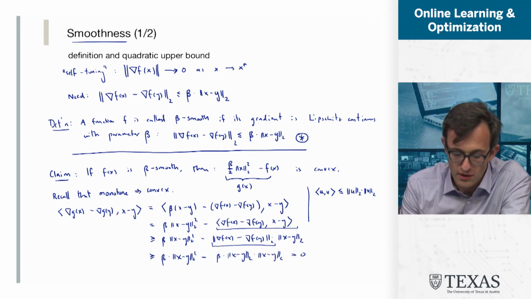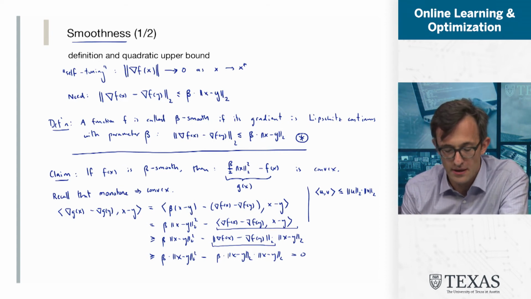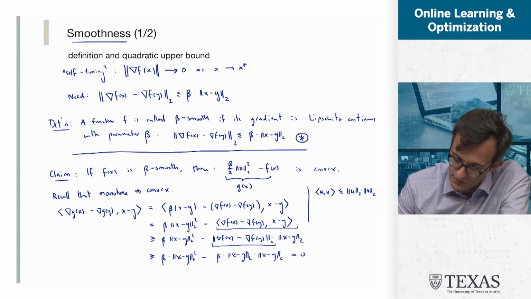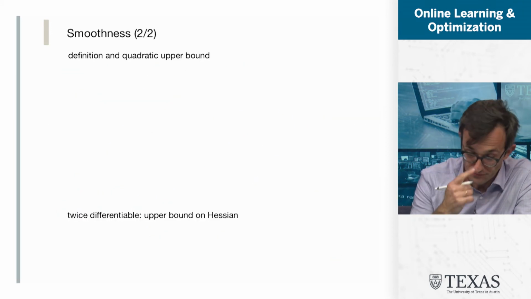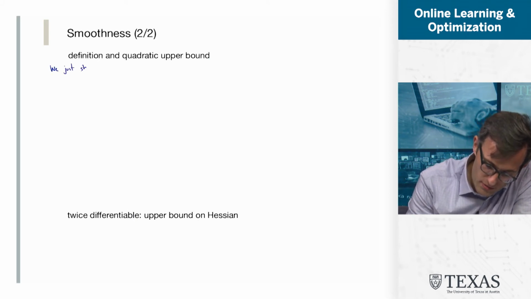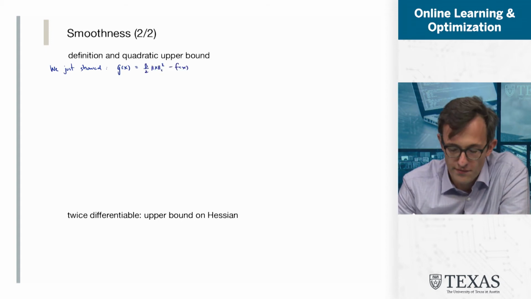So what did we show? Gradient of g of x is monotone, and that, as we've shown in the past, implies that g of x is convex. Okay, so we've concluded this. Now let's see what this gives us. So we just showed that g of x equals beta over 2 times norm of x squared minus f of x is convex.